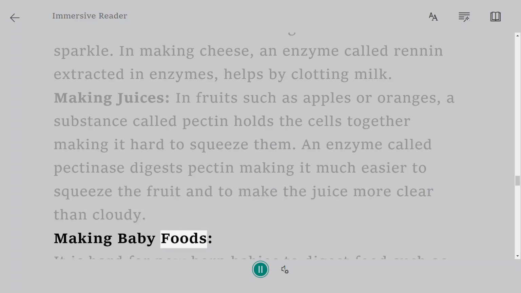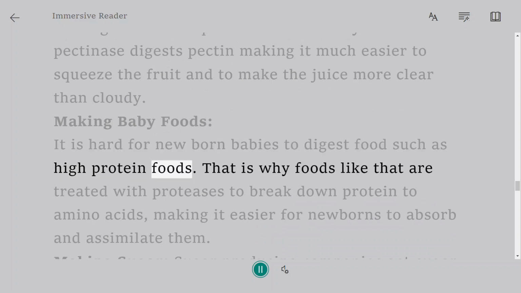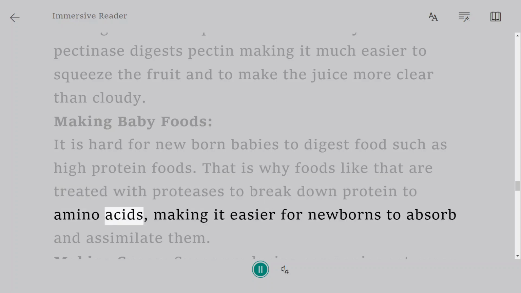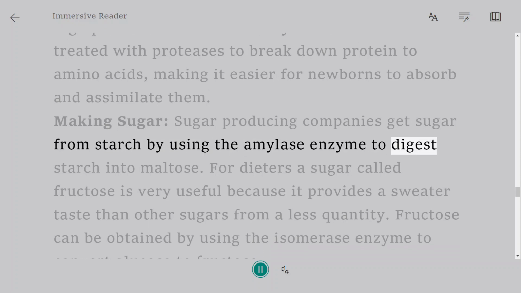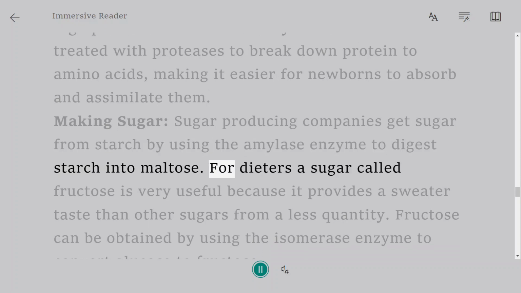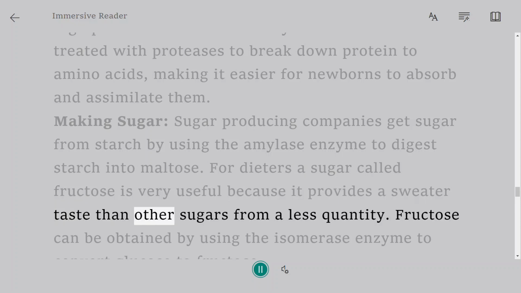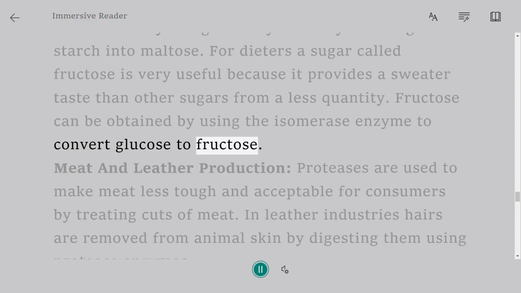Making baby foods. It is hard for newborn babies to digest food such as high-protein foods. That is why foods like that are treated with proteases to break down protein to amino acids, making it easier for newborns to absorb and assimilate them. Making sugar. Sugar-producing companies get sugar from starch by using the amylase enzyme to digest starch into maltose. For dieters, a sugar called fructose is very useful because it provides a sweeter taste than other sugars from a less quantity. Fructose can be obtained by using the isomerase enzyme to convert glucose to fructose.